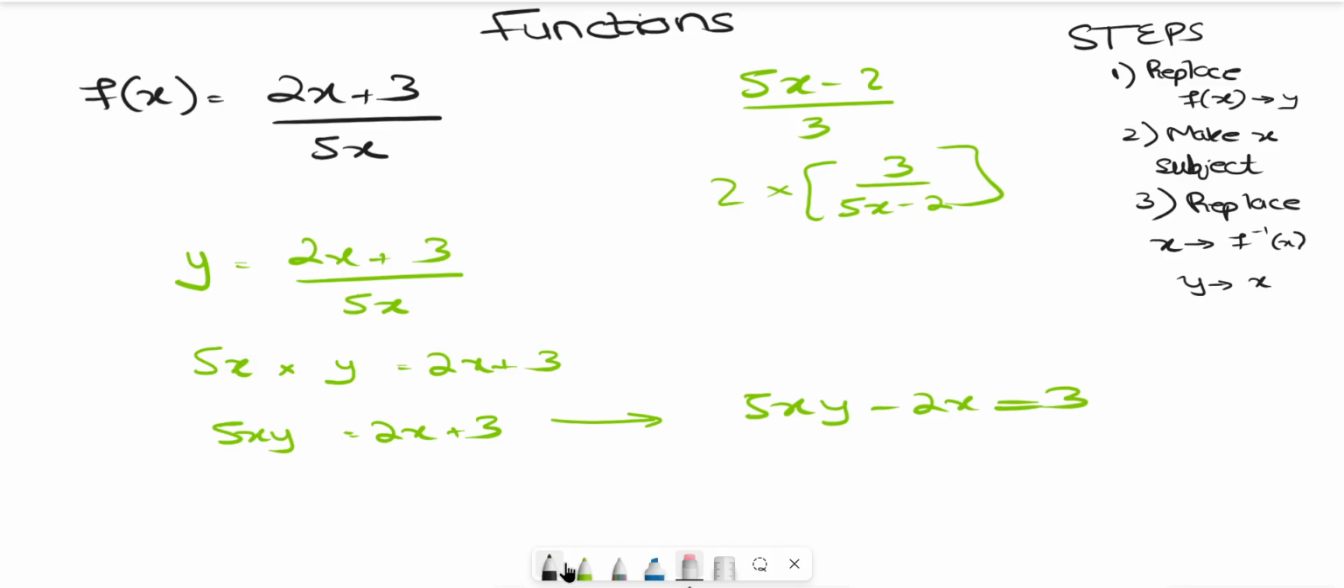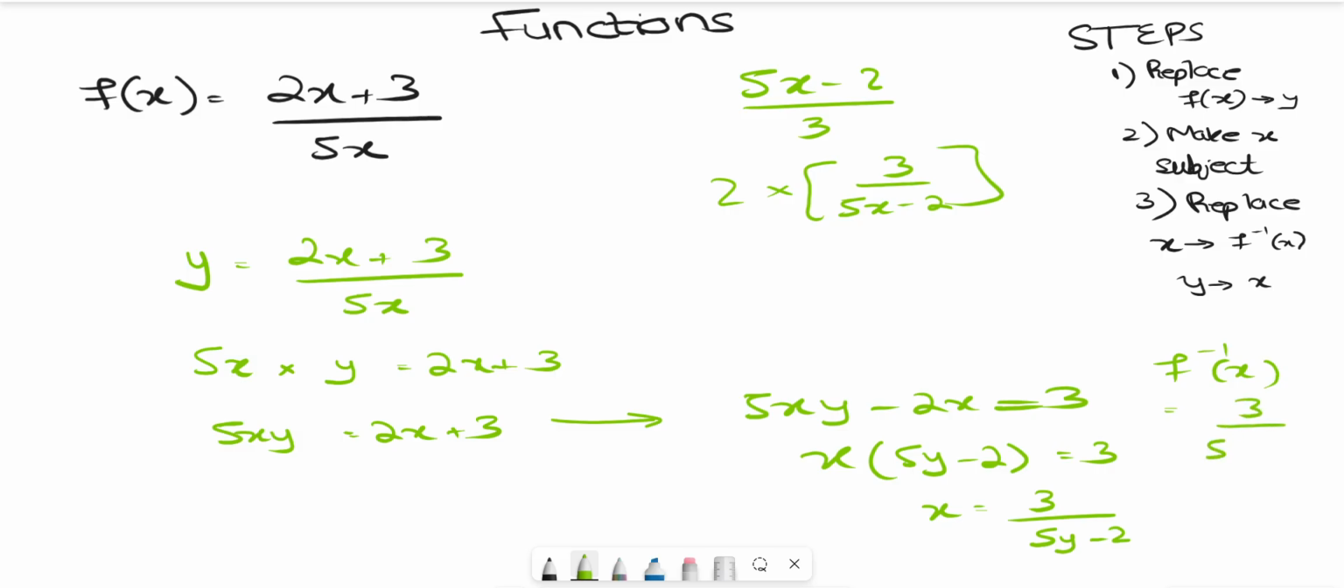Now what do we do? We'll take x as something common, because x is present here and x is present here in the same part of the equation. x times (5y minus 2) equals 3. x equals 3 divided by 5y minus 2. What's the last step? F inverse of x equals 3 over 5x minus 2. So this is the correct answer. Everyone understood?